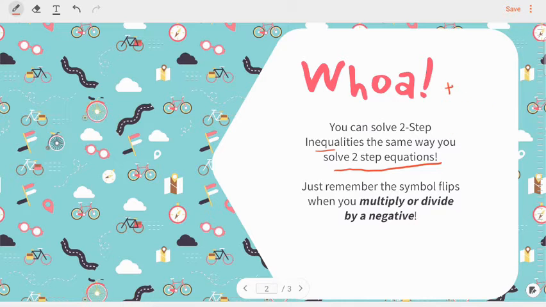So if I see an addition, I'm going to undo it with subtraction. If I see a subtraction, I'm going to undo it with addition. If I see multiplication, I'm going to use division. And if I see division, I'm going to use multiplication.